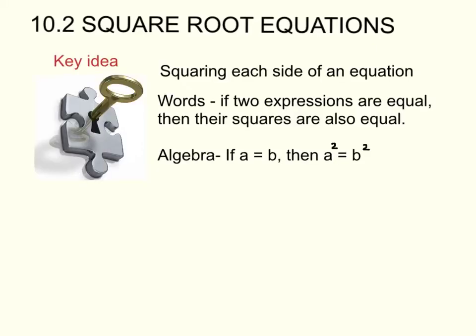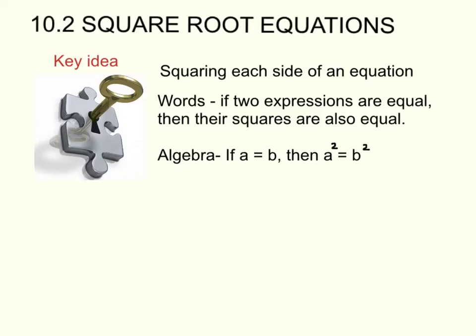The key idea states that squaring each side of an equation would be equal to the two expressions. So, in words, if two expressions are equal, then their squares are also equal. For example, in algebra, if a equals b, then a squared would equal b squared. So let's start with a pre-example.